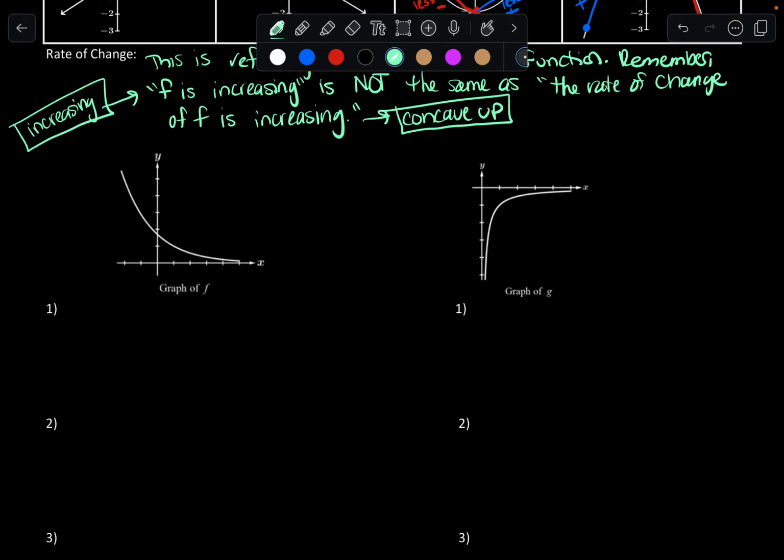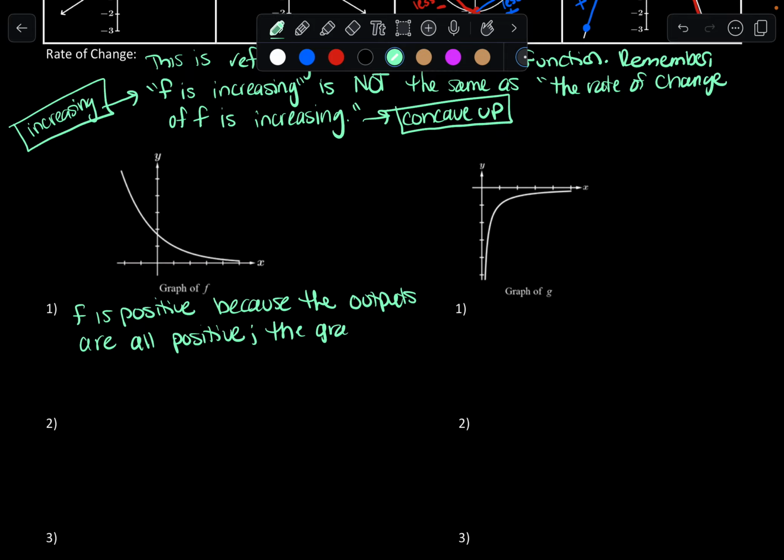So for this first one, the definition of a positive function is when it's above the x-axis. The definition of a negative is when it's below. So f is positive because the outputs are all positive. And another way to say this is the graph lies above the x-axis.